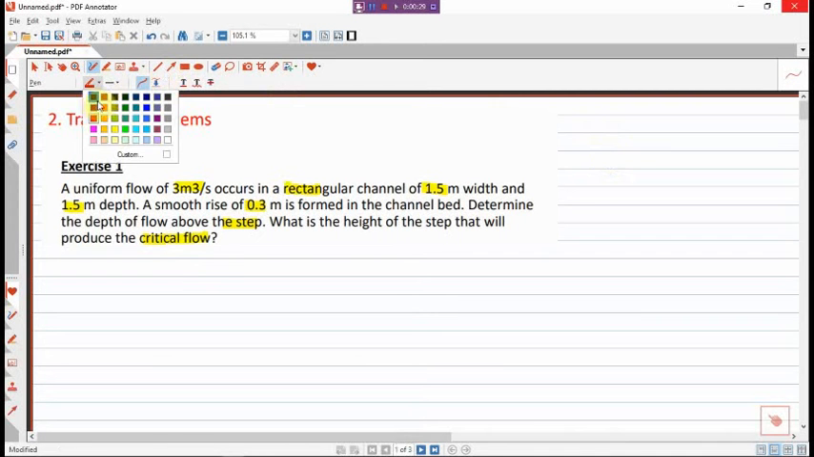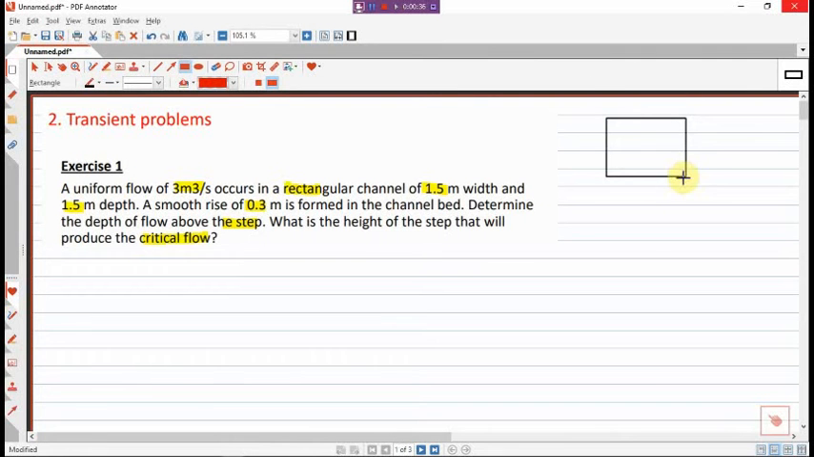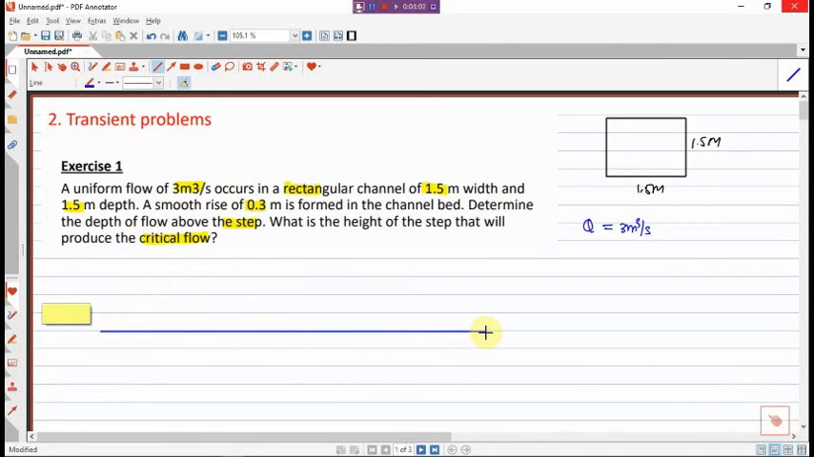So if you draw the channel, it could be like this. This is 1.5 meter, then this is also 1.5 meter. They already gave Q is equal to 3 meter cube per second, and the area is given. So if I draw the flow, it should be like this.